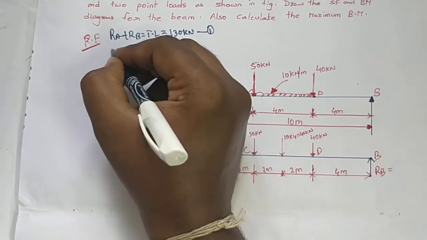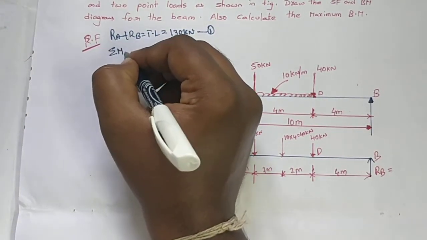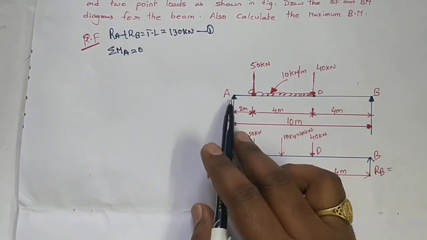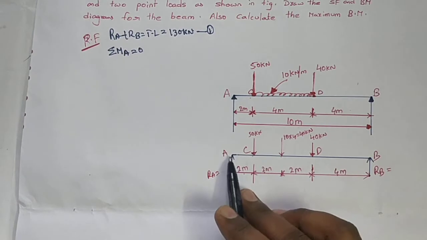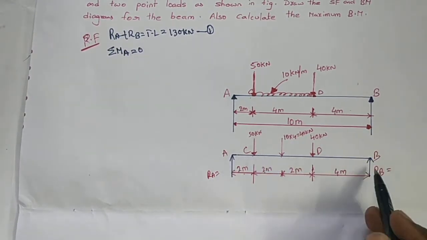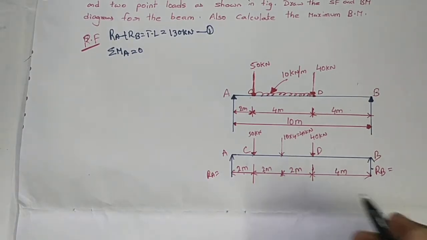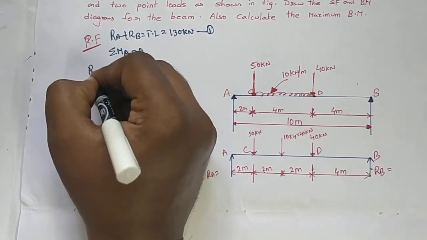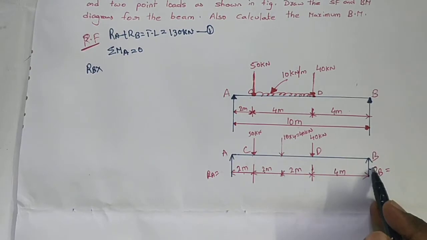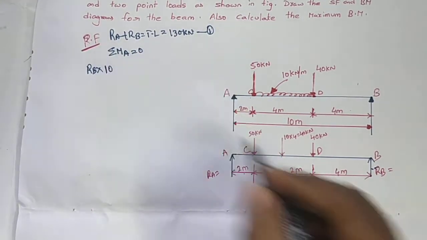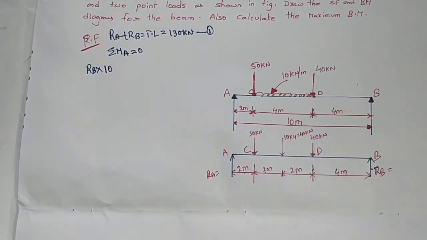Next, taking moments about A and equating to 0. Here it is the point A. The right side of A has 4 loads, that is 1 reaction force and 3 applied loads. That is RB into the distance from RB to point A, which is 10 meters, so RB into 10. It is acting anti-clockwise, so it is taken as positive.